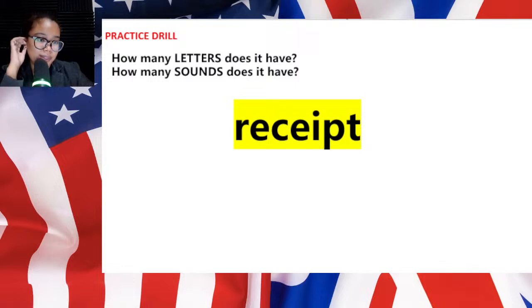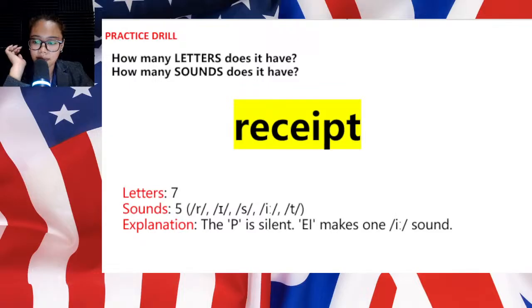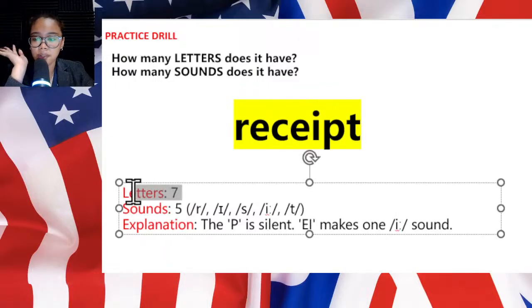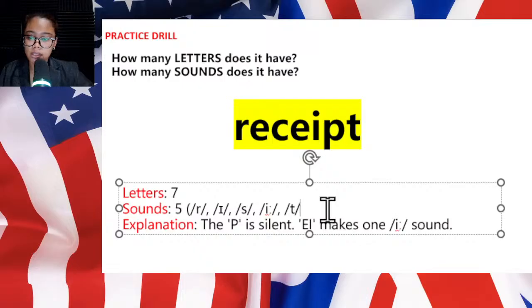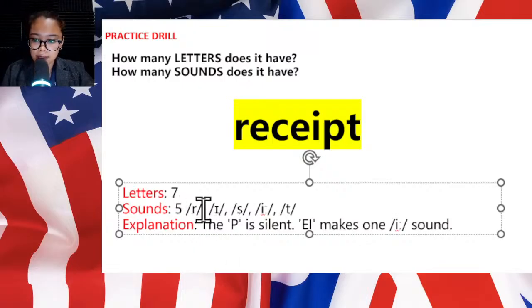Now, how about the sounds? How many sounds do you think there are in the word receipt? Let us see. There are five. So the number of letters is higher than the number of sounds. Now let's break down what these five individual sounds of the word receipt are.